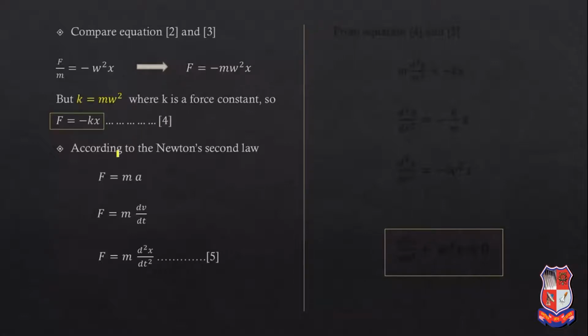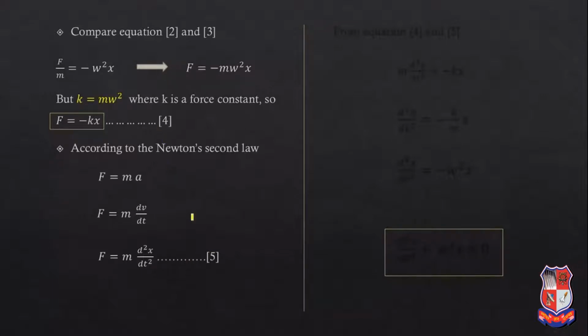Now again recalling Newton's second law, that is F is equal to ma. And as we all know, the derivative of velocity is equal to acceleration. So dv by dt is equal to our acceleration. So putting the value of a is equal to dv by dt. Now again we know that the value of velocity is equal to dx by dt. So putting that value inside of v, we get our equation F is equal to m d square x by dt square. Now give this equation number 5.